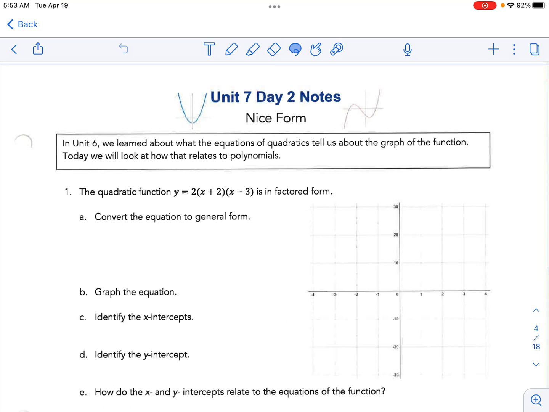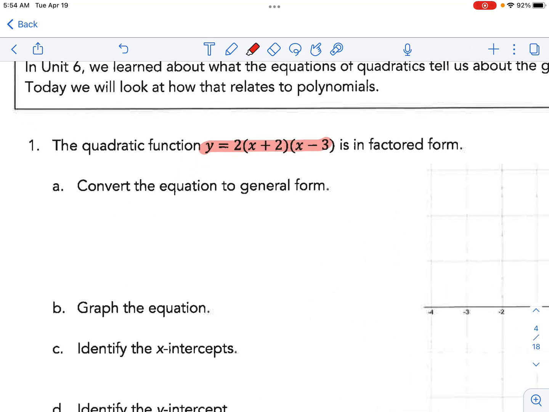These are the notes for Unit 7, Day 2, and the title of them is called Nice Form. What we're looking at is the basic sketch or the basic shape of a polynomial, and we're going to start with a quadratic. This quadratic is listed below, and it's written in factored form.